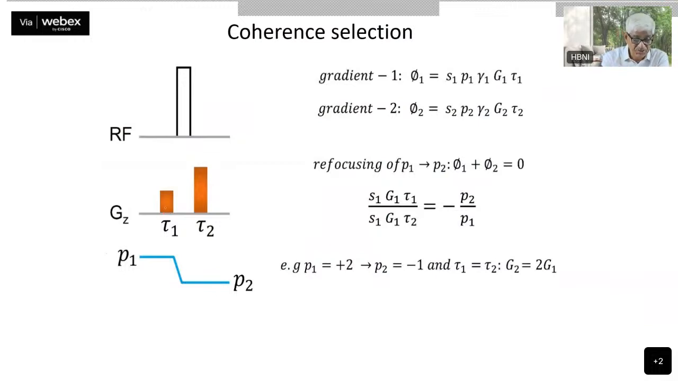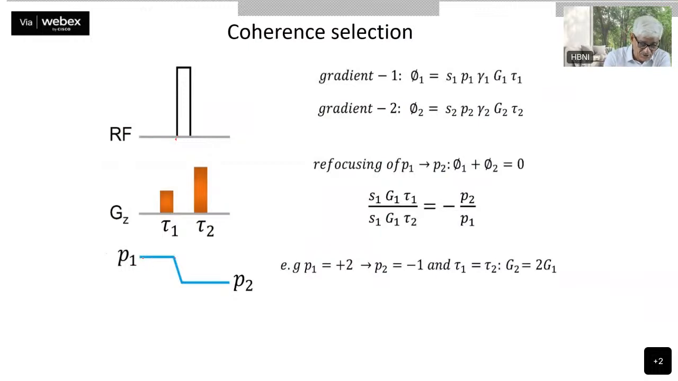There is one gradient which has a width of tau1 and the other gradient which has a width of tau2. One of them has a gradient strength of G1, the other one has a strength of G2. Now we remember what is the phase acquired by a particular coherence order. Let us assume that from here to here, there is a coherence P1. And why do I take this point? This is because this is the beginning of the pulse. The pulse, what is the coherence transfer? Okay. So until here, the coherence is of the order P1.